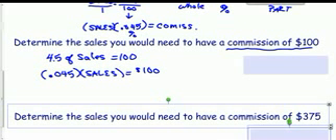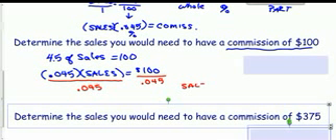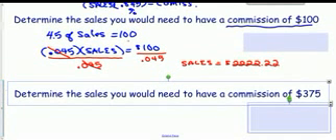And in order to solve for sales in this case, I'm going to need to undo that multiplication. So I'm going to be dividing by the coefficient, 0.045. And when I take that $100 and divide it by 0.045, I end up getting 2,000. This is my sales now. I get $2,222.22. I do need to round because, again, that decimal actually continues on as true repeating, and we're rounding to the nearest dollar.